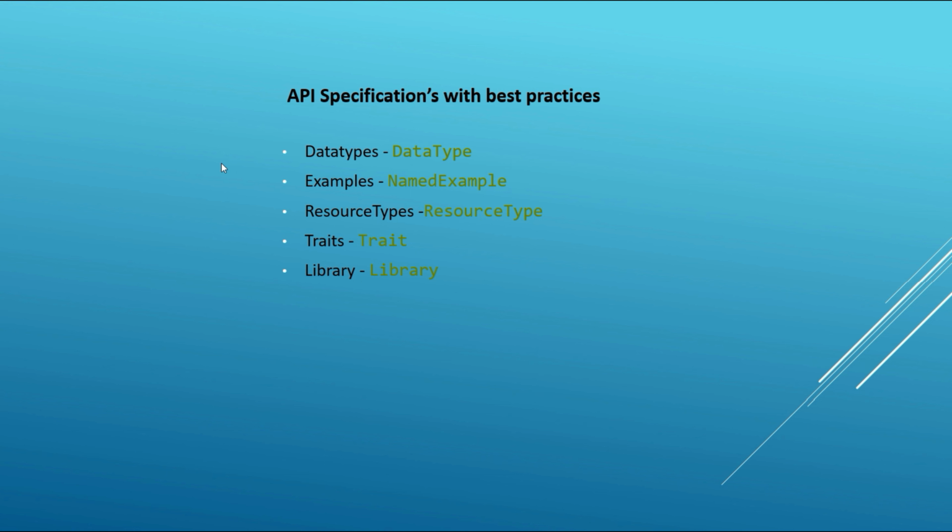Hi, welcome back. In today's video, let's optimize the API specifications that we created in the previous session. In the previous video, we created the API specifications for flight APIs and booking APIs in one root file. So in this video, let's try to optimize it, and we'll see how to use data types, examples, resource types, and when to use traits and libraries.